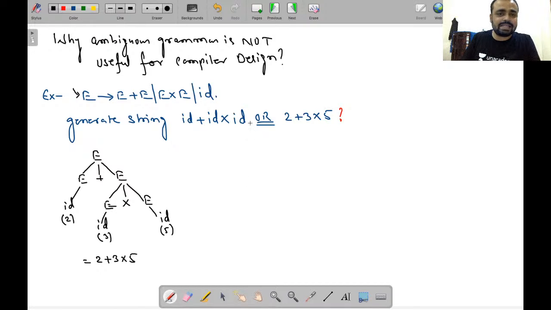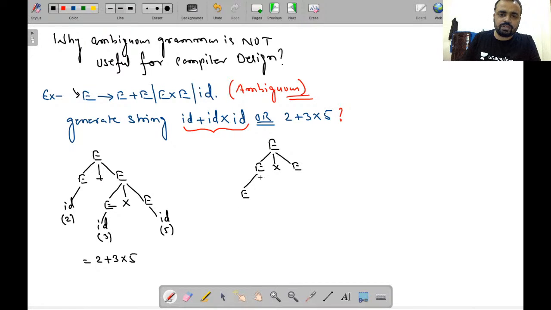Since this grammar is ambiguous, I hope you are able to understand. Why is this ambiguous? Because for the same string, we can develop more than one parse tree. See, what is the other parse tree over here? E derives E into E, and then E derives E plus E, and then all E derive ID.